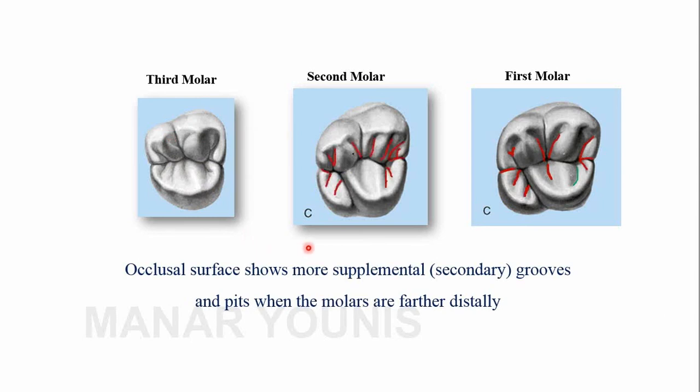Occlusal surface shows more supplemental and secondary grooves and pits when the molars are farther distally. More grooves will be seen in the third molars and less will be seen in the first molars.